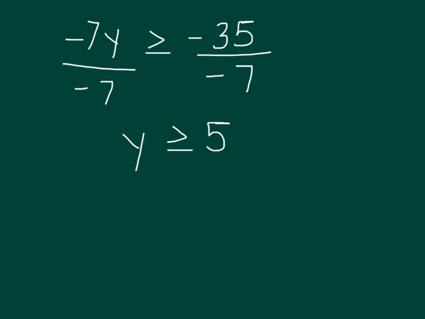And a final example, negative 7y is greater than or equal to negative 35. Again, we want to get the variable alone. What is being done to y is it is being multiplied by negative 7. So we undo multiplication by dividing both sides by negative 7. And we're left with y is greater than or equal to 5. So the solution set is y can be any number greater than or equal to 5.